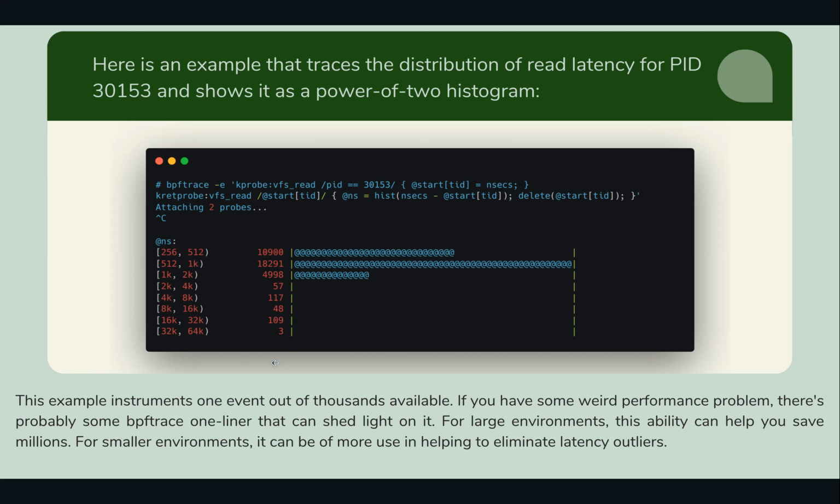This example instruments one event of the thousands of available functions in bpftrace. If you have some weird performance problem, there are probably similar one-liners that will shed light on it. For example, in large environments, this ability can help you save millions. For small environments, it will be more helpful to reduce latency outliers.